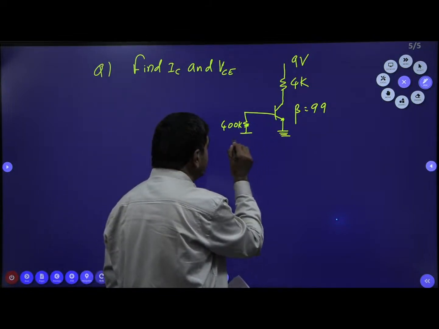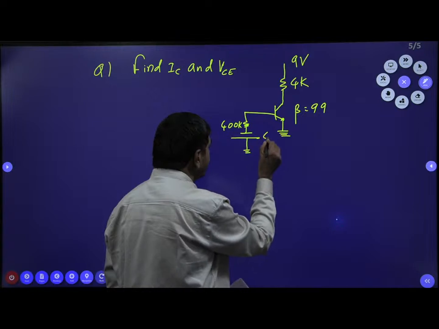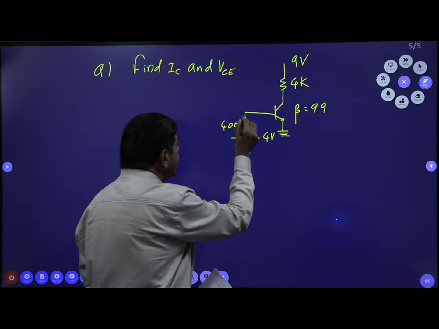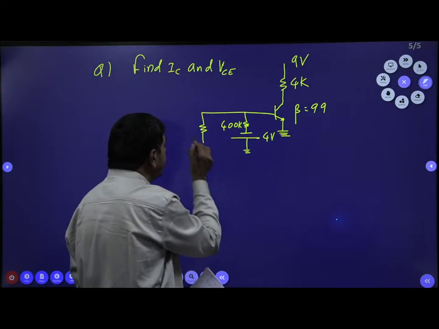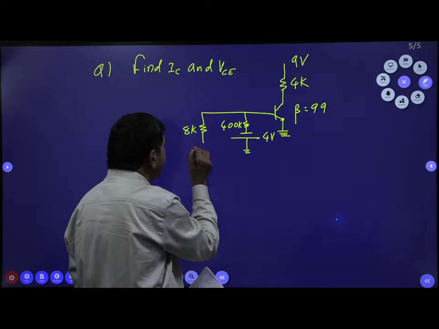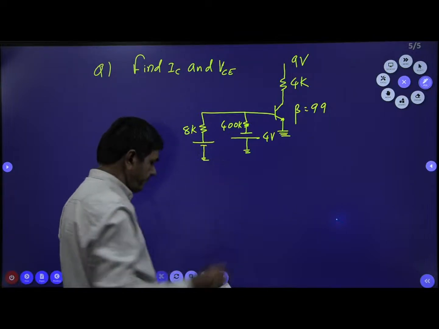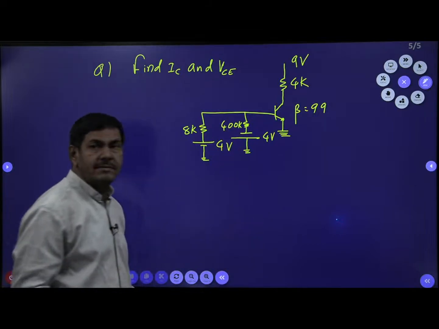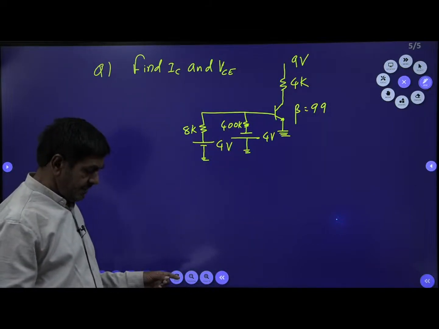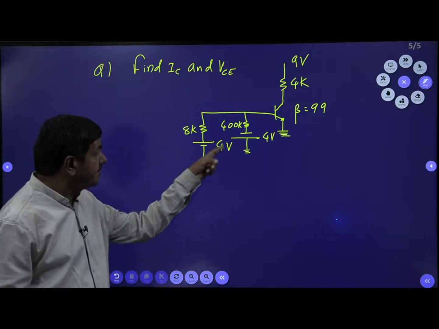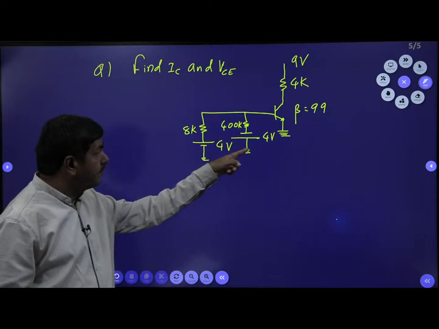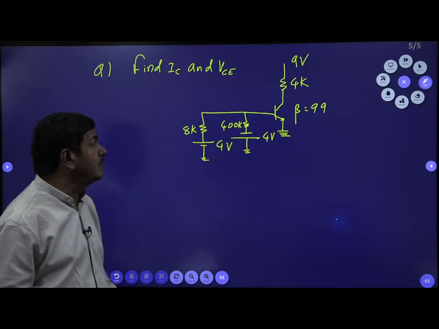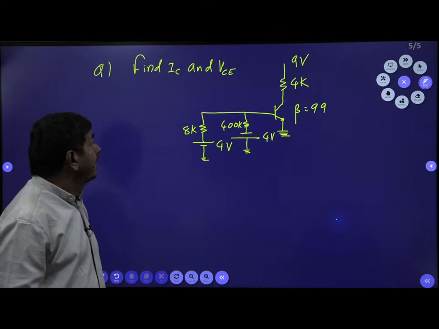A voltage source, minus and plus. This is given as 4 volts. This side is connected with a resistance of 8K, with a battery voltage of the same 4 volts. Yes, that is the given problem. What's given? 8K, 4 volts, 400K, 4 volts, beta 99, 4K and also 9 volts. That's correct now. But I want this IC value.